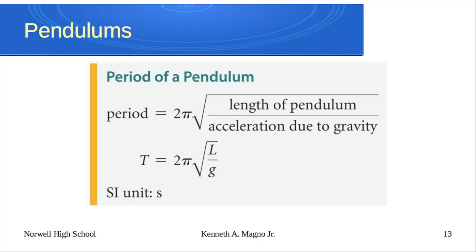Just now, our period is 2 pi the square root of L over g. So that means the frequency here becomes 1 over 2 pi the square root of g over L. All right? So that means that the period of a pendulum is affected by the local gravity.